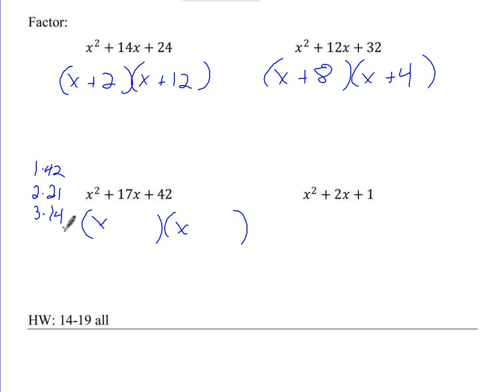Yes. So off to the side, you can go through this process to give yourself a little advantage to come up with a number that works. So it needs to be plus 3 and plus 14. 3 times 14 gives you the 42. 3 plus the 14 gives you the 17. So that's your correct answer.